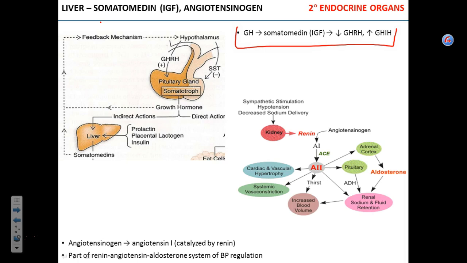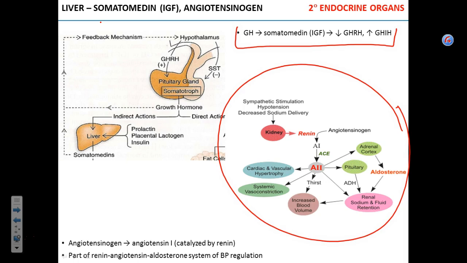Angiotensin is also produced by the liver. Again, we run into the renin-angiotensin-aldosterone system. Again, if you have a question, which hormone does liver produce? You see angiotensin? That's the answer. A lot of it is just cross-references, as you can see.